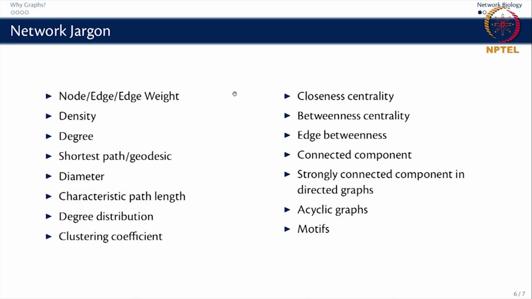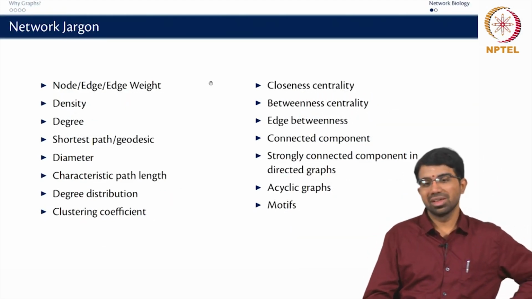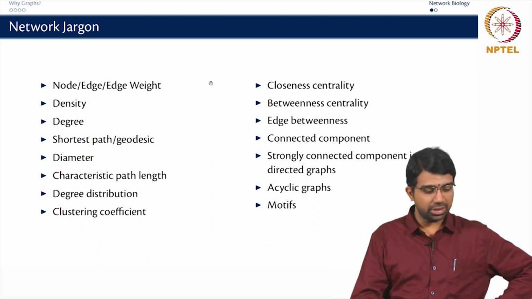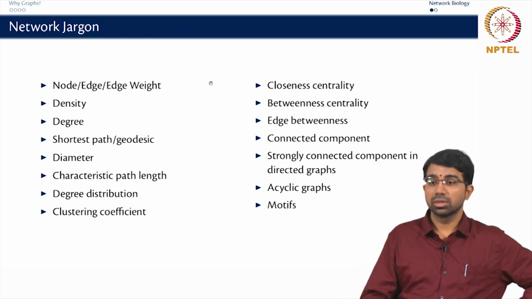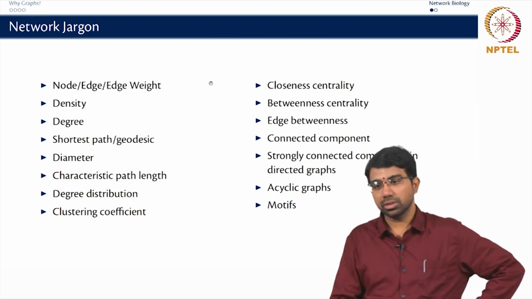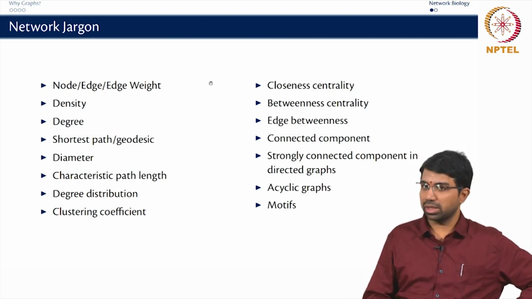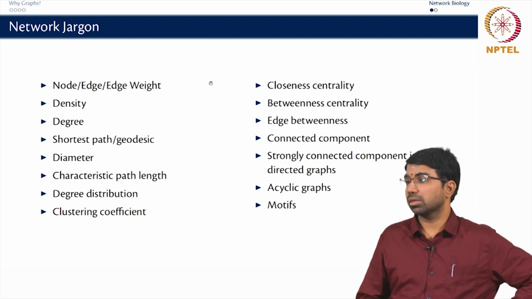So, density would be a network property, degree is a node property. You can think of average degree as being a network property. Shortest path is basically for any pair of nodes and so on. Diameter is a network property, characteristic path length is a network property, degree distribution is a network property, clustering coefficient is a node property, but you can also average it across the entire network, or you can also average it across nodes which have a particular degree, right.